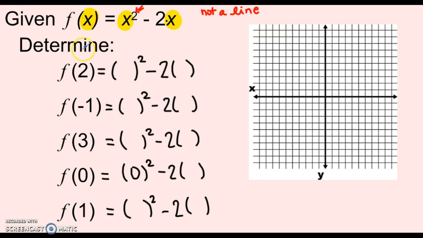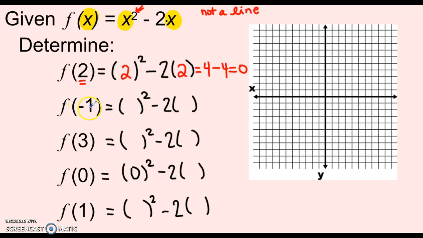And we're going to go ahead and plug those numbers in. For f of 2, I'm putting 2 in for x. So 2 squared minus 2 times 2. 2 squared is 2 times 2, which is 4, minus 2 times 2, which is 4, and that gives me 0.